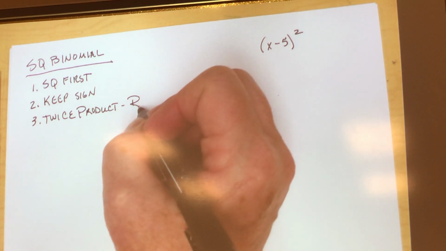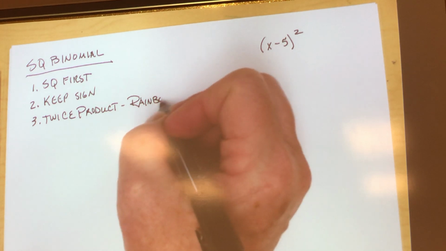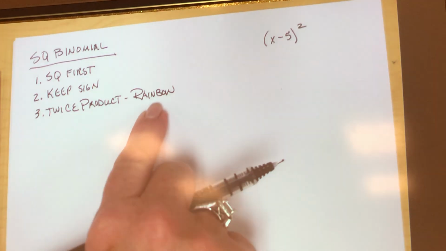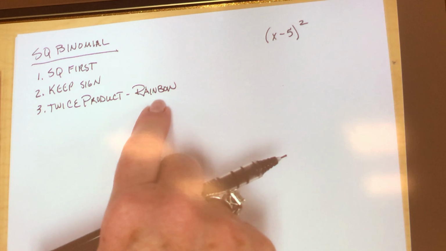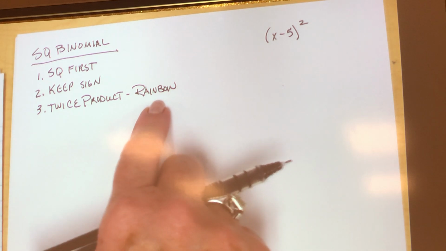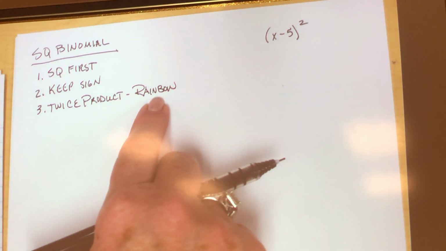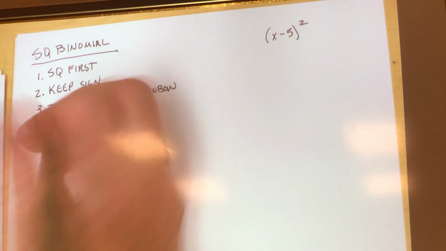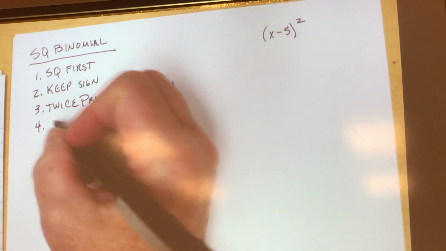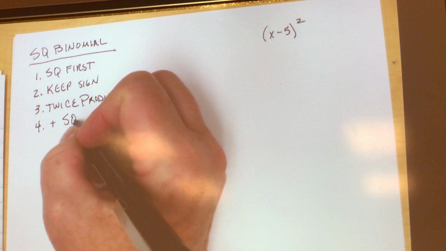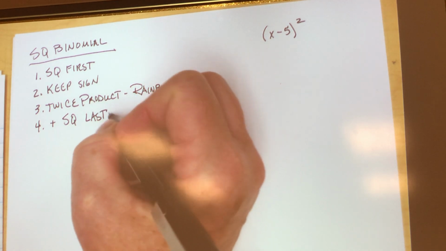I'm going to put the word rainbow out here because when you first start doing this, it's best to draw the rainbow. After you've done it for a little while, you won't need the rainbow anymore. But at first, to keep you from making careless mistakes, I suggest you draw the rainbow. And the last one, plus square the last.